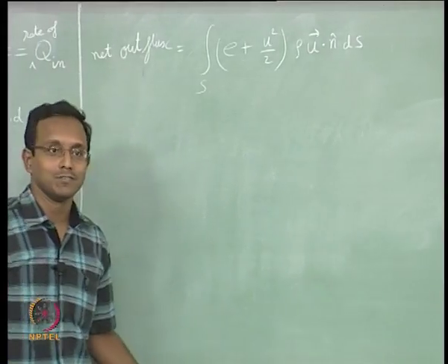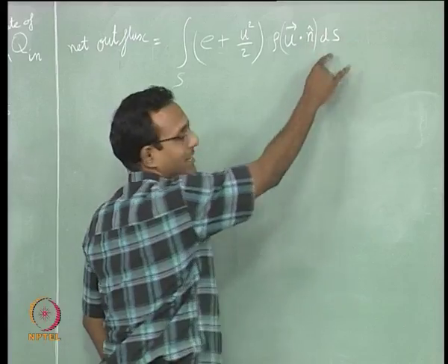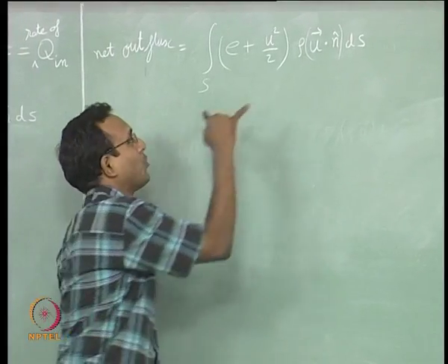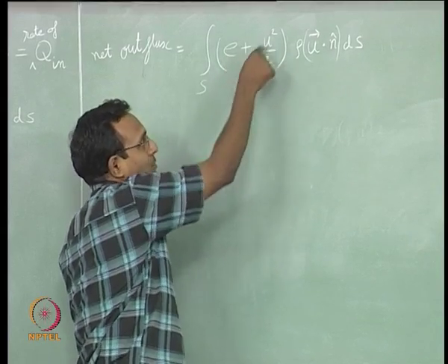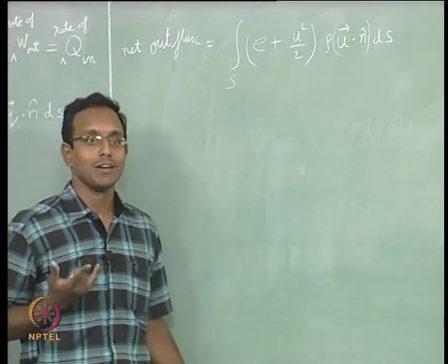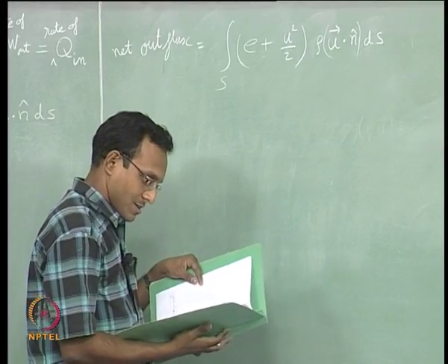Similar to all the other terms we did for outflux, it will be u dot n times ds multiplied by that quantity. That quantity happens to be energy per unit volume, rho times E plus u square by 2. That is the whole quantity we are talking about. We get to this form.